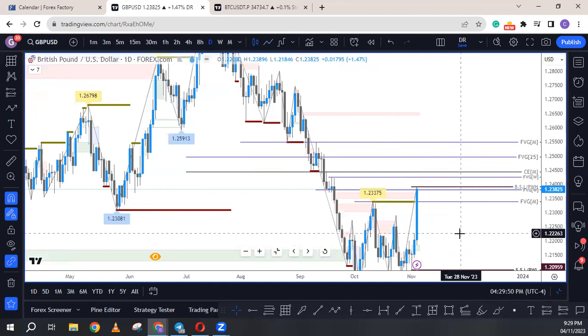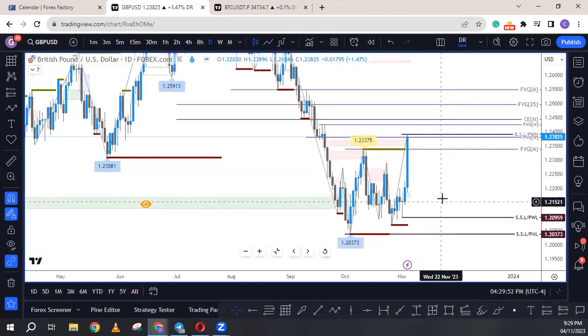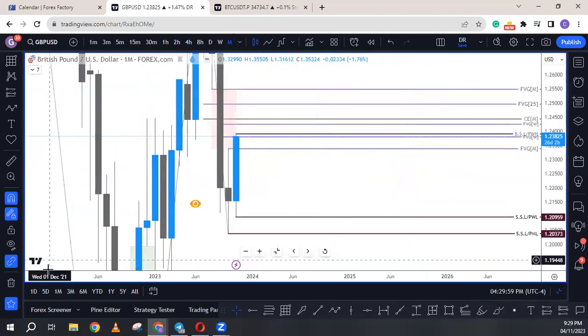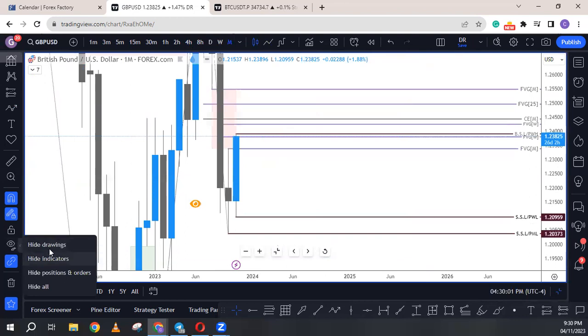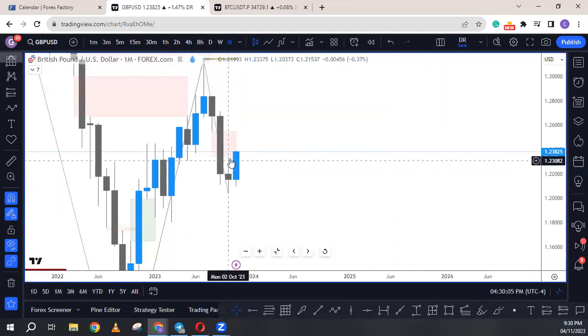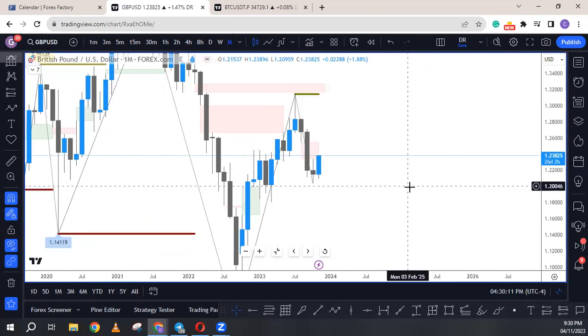So the next one we're going to be looking at is the GBPUSD. We're going to start off with the monthly. Let me take away all my drawings. So we start off with the monthly. This has come into its own fair value gap on the monthly. This is not bullish. It's bearish.